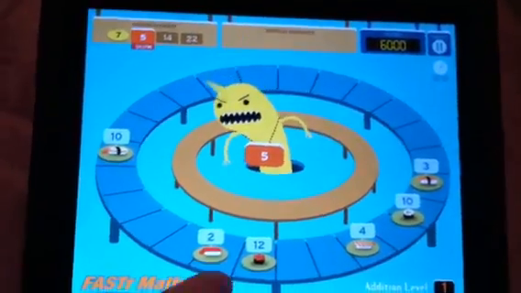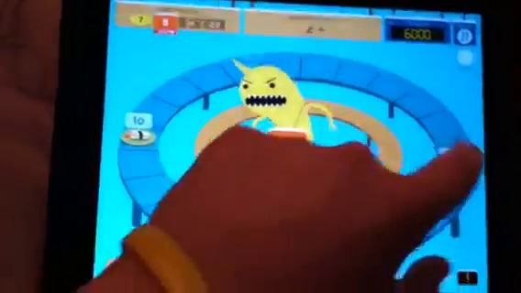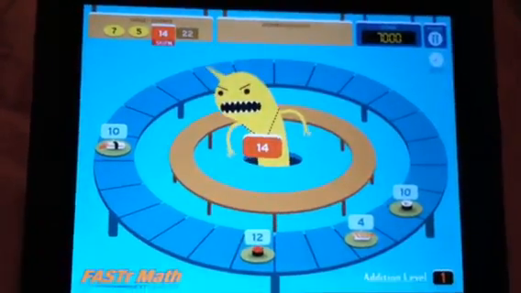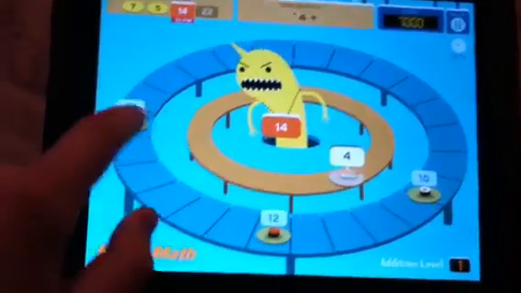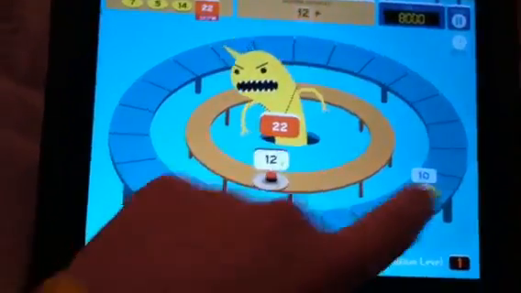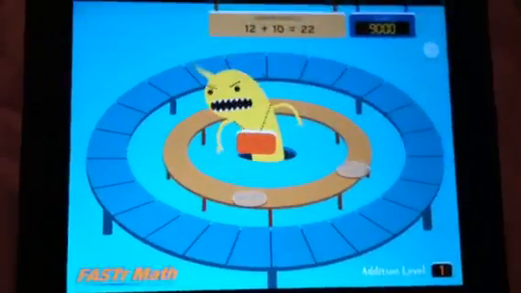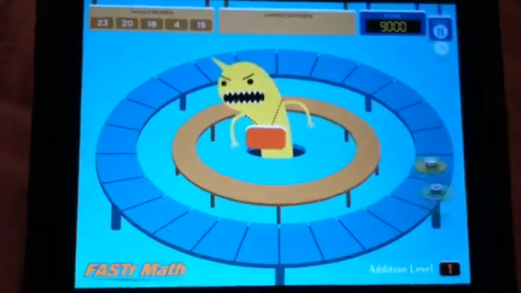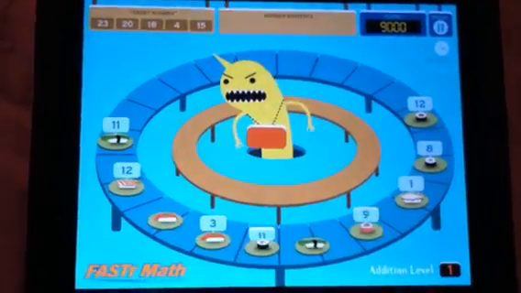Now we're at 5, 2 and 3. 14, 4 and 10. Our last one, 22. And now a disadvantage of this game is that it doesn't always give you the right things to meet each target number.